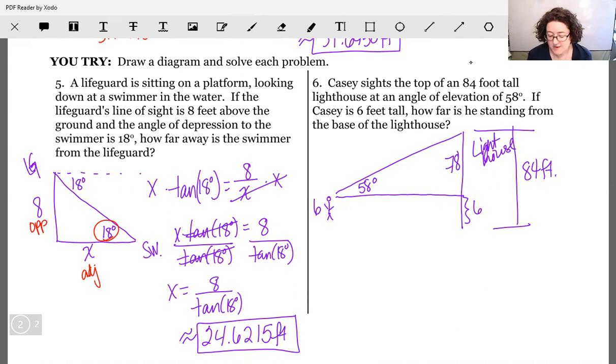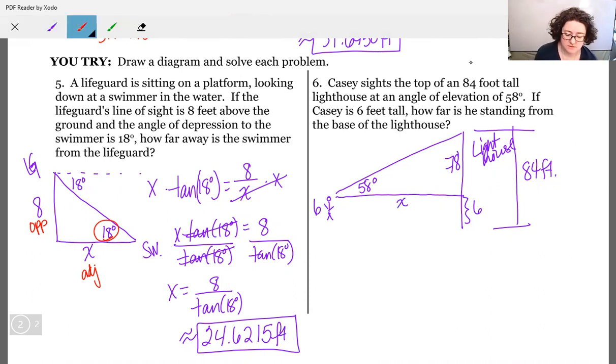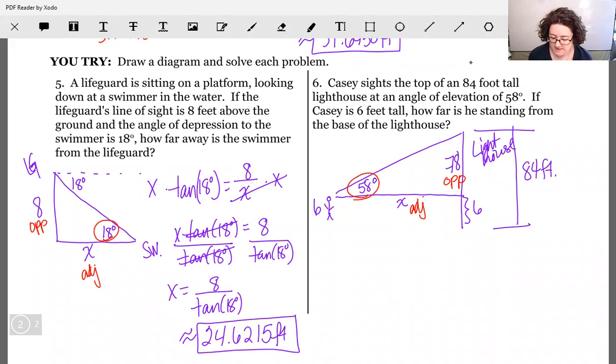And now if we want to know how far he's standing away from the base of the lighthouse, we're just looking for that bottom length. And lo and behold, if we look at our values, compared to our angle of 58, 78 is our opposite, x is our adjacent. Yet again, it's a tangent problem. We see these most often. Alrighty, so tangent of 58 degrees equals 78 over x.